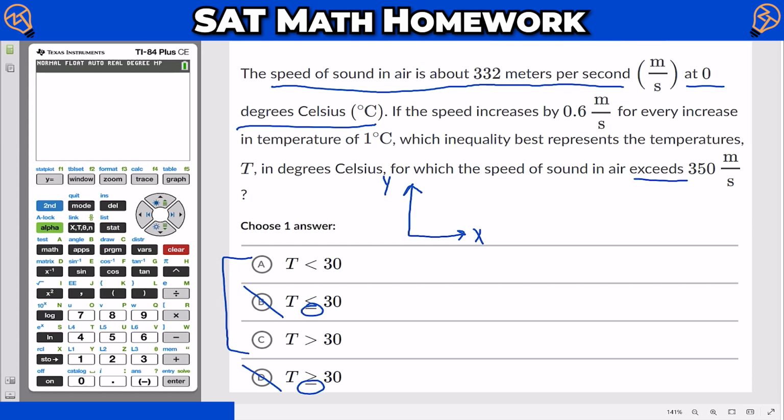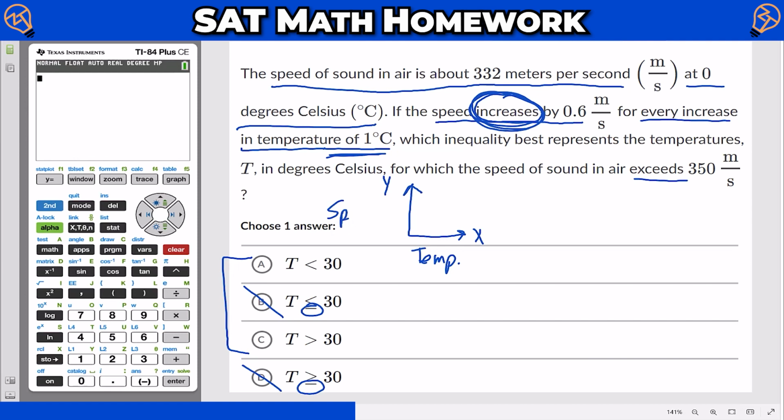So when they talk about the speed increasing by 0.6 meters per second, the increase or decrease for that matter, whichever it would have been, that's the concept of slope, because it then says for every increase in temperature by 1 degree Celsius. So the whole concept of slope is what's the increase or decrease on the Y for every 1 unit increase, always increase, on the X. So they're telling you temperature is on the X and speed is on the Y.